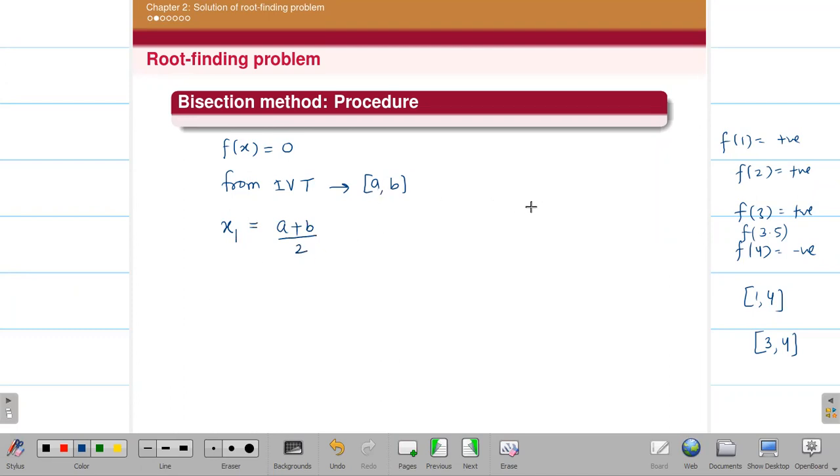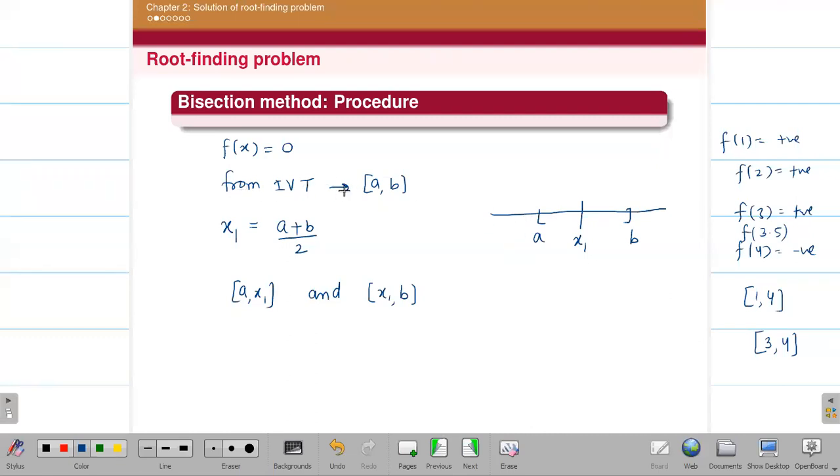So this is the interval AB. This is A, this is B. You are bisecting the interval AB into two parts, two subintervals. That will give you AX1 and X1B. So these are two subintervals. Okay. So now obviously the root lies in this interval. Now if you have divided this interval into two parts, the root will lie either in this part or in this part. So how to decide?